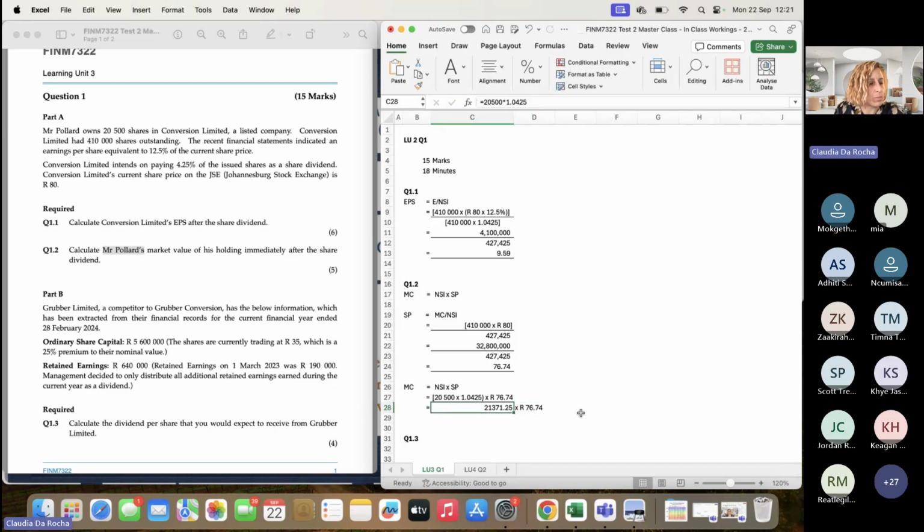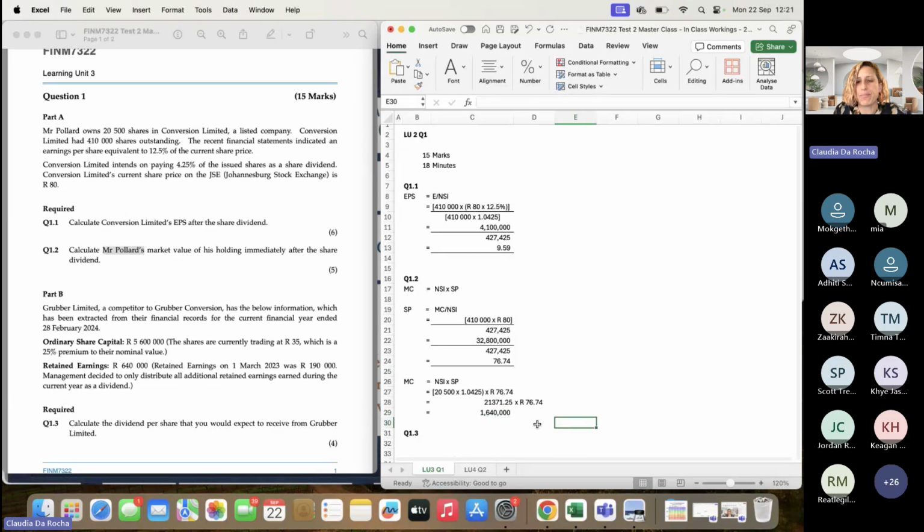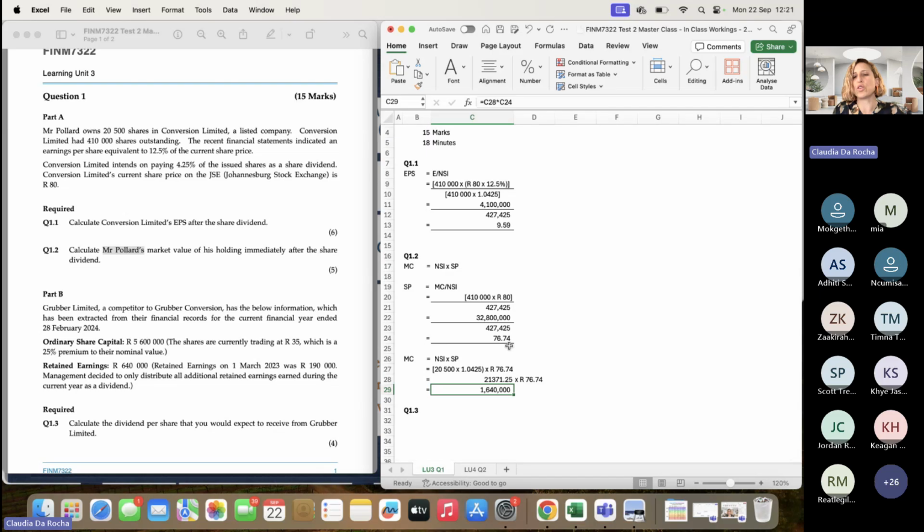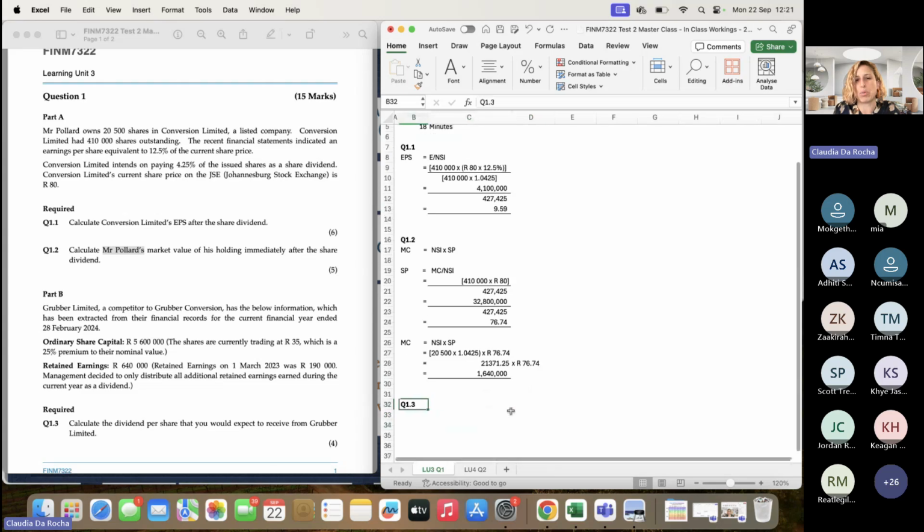Okay, so it's the 21,371.25 shares times the 76, which then gives us an answer of 1.64 million. If you have a slightly different number, because obviously I'm using Excel, if you've used 76.74 as it is, you would have gotten 1.640030, something like that. But if you got 1.64, you are still okay. And that is part A done.